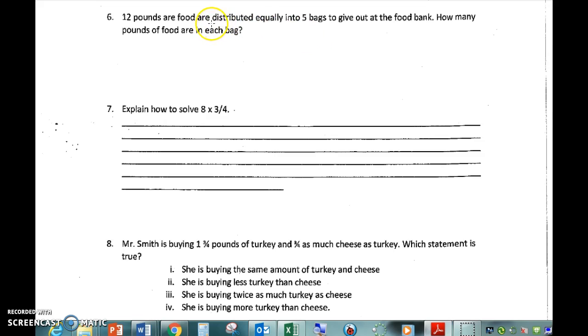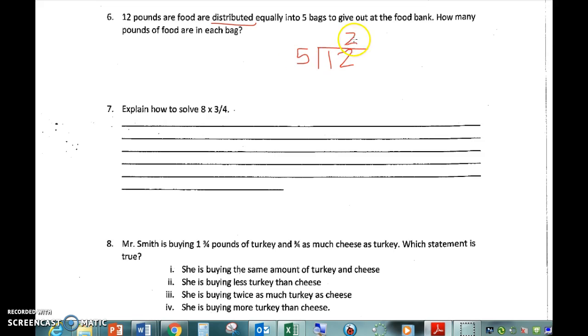Okay, so whenever you hear distributed in a situation like this, where you're spreading out food into bags, that automatically makes me think division. So let's get dividing. You'll do 12 pounds of food in the box, and you're going to do 12 divided by 5. So we'll see how many 5s can go in here. I know no 5s can go into 1. I know that 2 5s can go into 12.